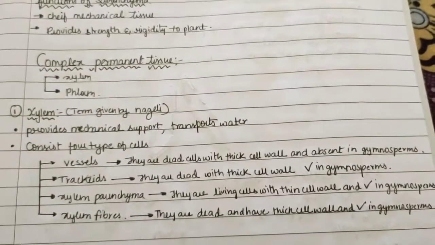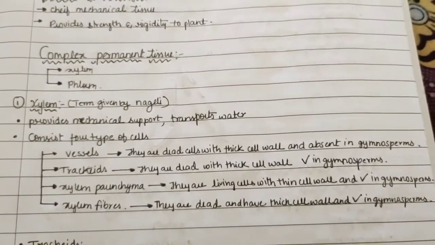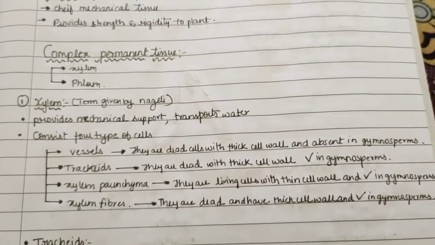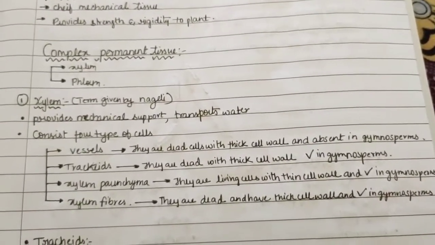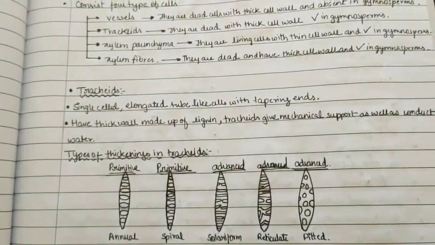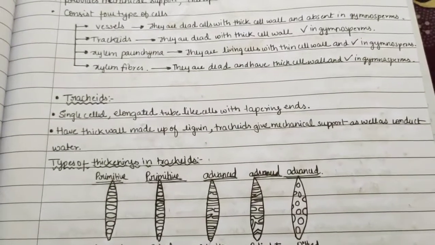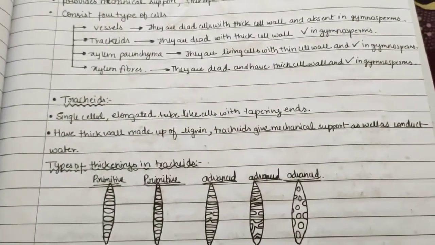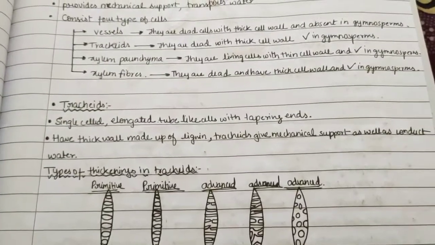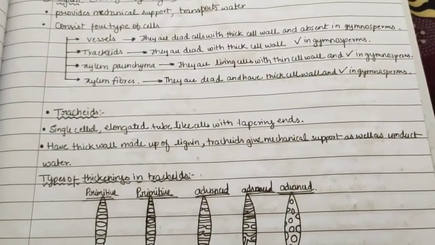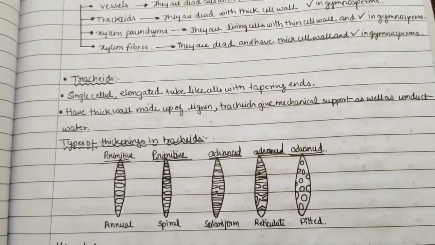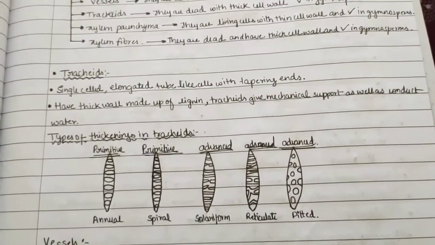Tracheids are dead with thick cell wall and are present in gymnosperms. Then xylem parenchyma are living cells with thin wall and present in gymnosperms. Xylem fibers are dead and have thick cell wall and present in gymnosperms. Tracheids: the single-celled elongated tube-like cells with tapering ends are known as tracheids. They have thick wall made up of lignin. Tracheids give mechanical support as well as conduct water.